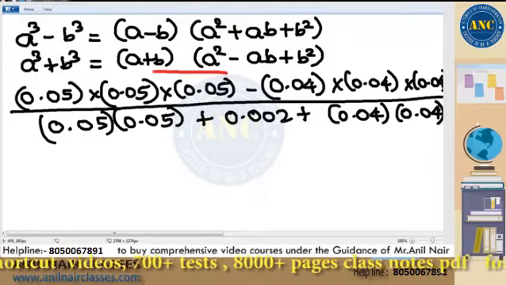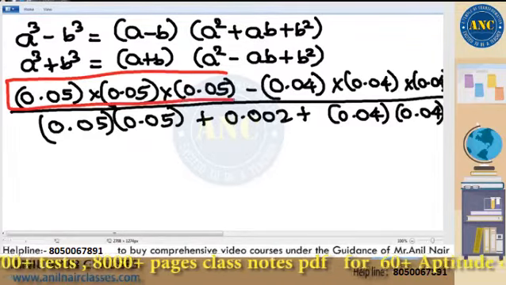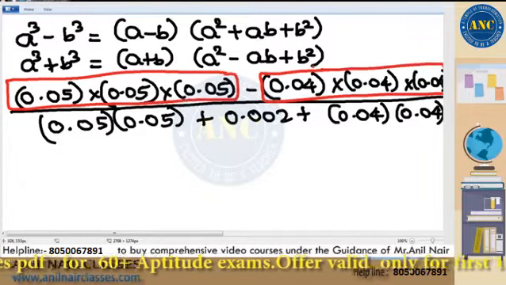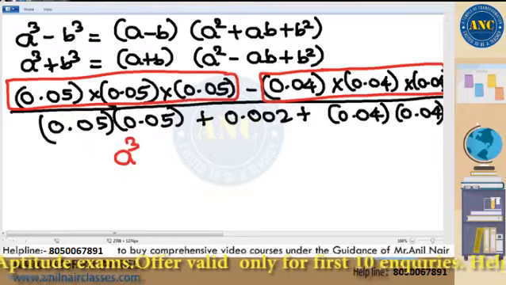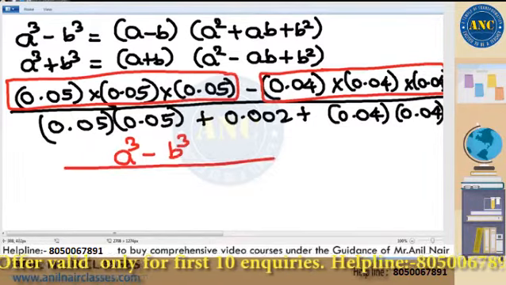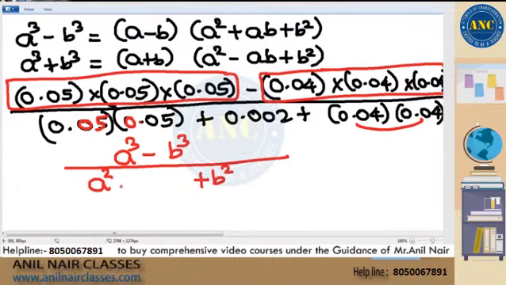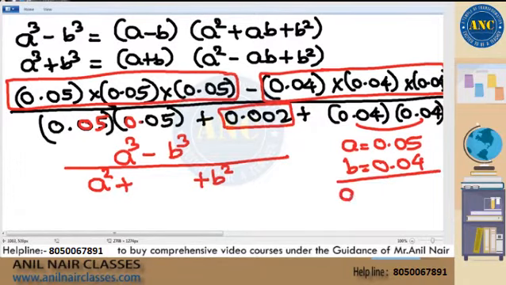Now this is nothing but 0.05 whole cube, and this is 0.04 whole cube. That means the first term is a cube, the second term is b cube, divided by a square plus, in the last term, b square. What is 0.002? The a value is 0.05, the b value is 0.04. A into B is 0.05 into 0.04, which is 0.002. That is what is given in the middle. So this is the ab value.